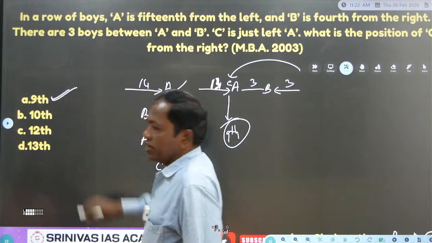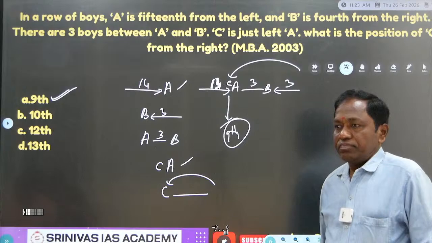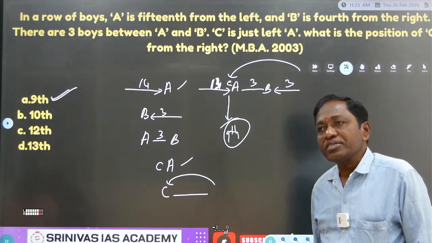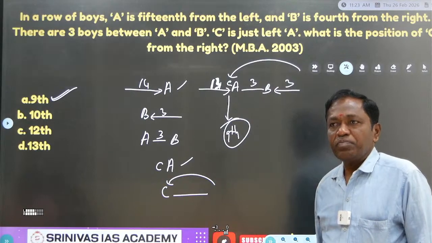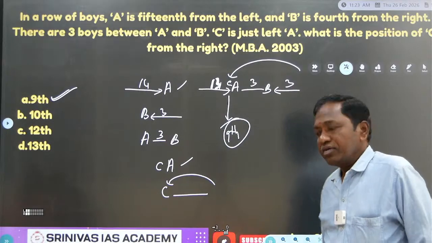Option A. See, that's all arrow mark business. Nothing else here. This one, direction, blood relation, is purely out and out based on arrow marks.